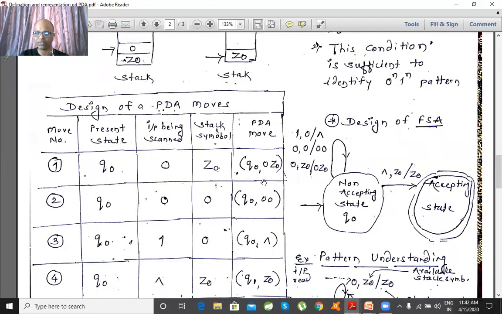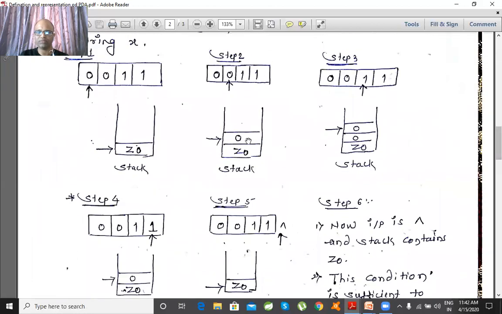So this is the representation of a particular move: from the present state it jumps to the next state Q0, retaining its state by pushing this 0 on top of the stack. How is it represented? The first element is the next state of this machine, and 0 is pushed over the Z0. So this is the first move we write with respect to this logic.